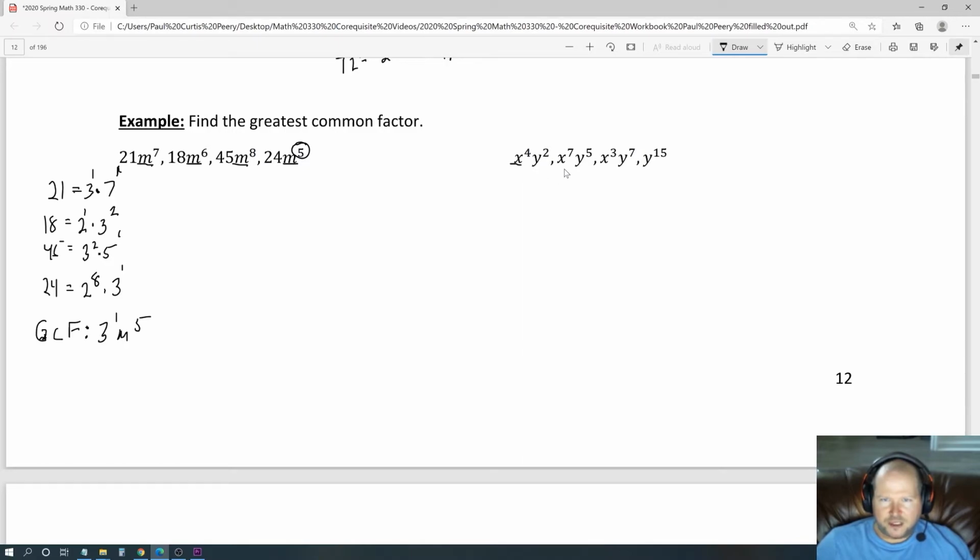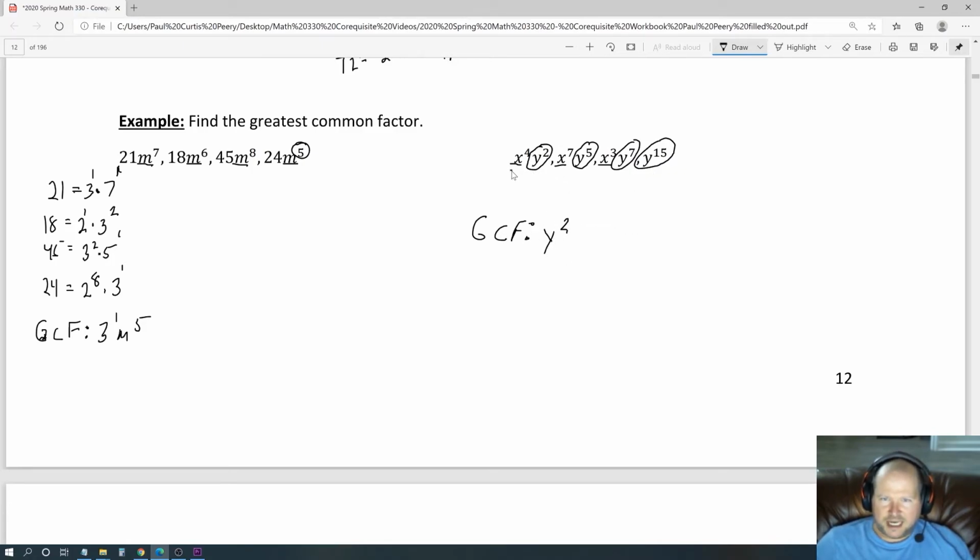We have an x to the 4th, we have an x to the 7th, we have an x to the 3rd, we don't even have an x. Uh-oh. Well, since that last one does not include the element x, we don't get to include x. All right. Well, what about y? We have y to the 2nd, y to the 5th, y to the 7th, and y to the 15th. They all include y, so we get to include y in the GCF. We have a 2, 5, 7, and 15, which means y to the 2nd. The 2 is the smallest exponent, so the GCF here is y to the 2nd.